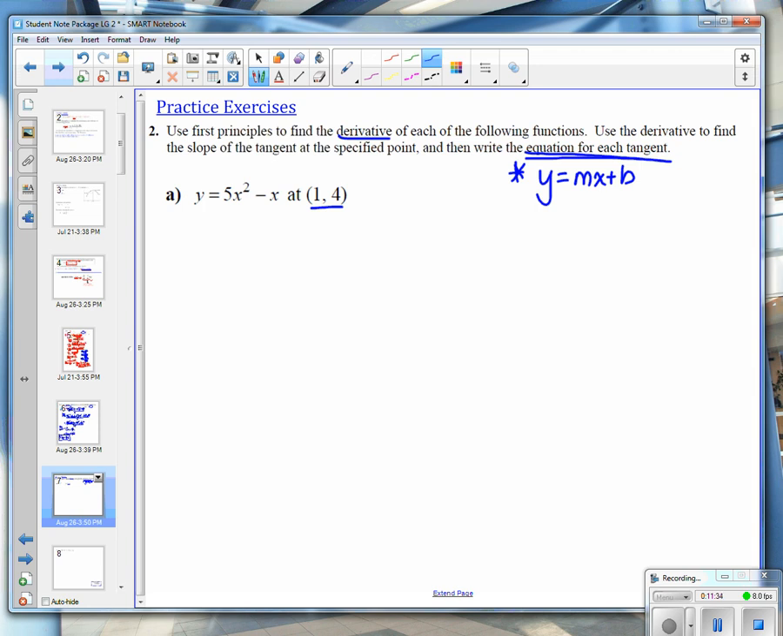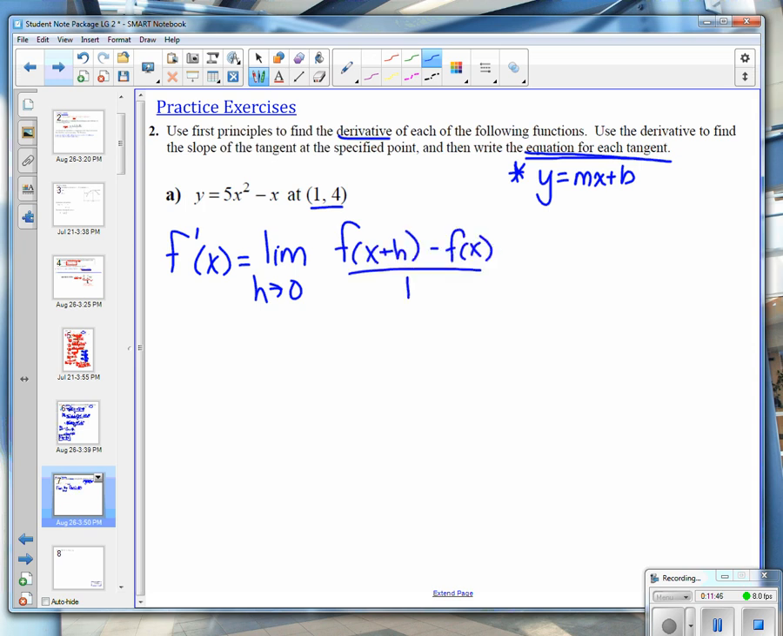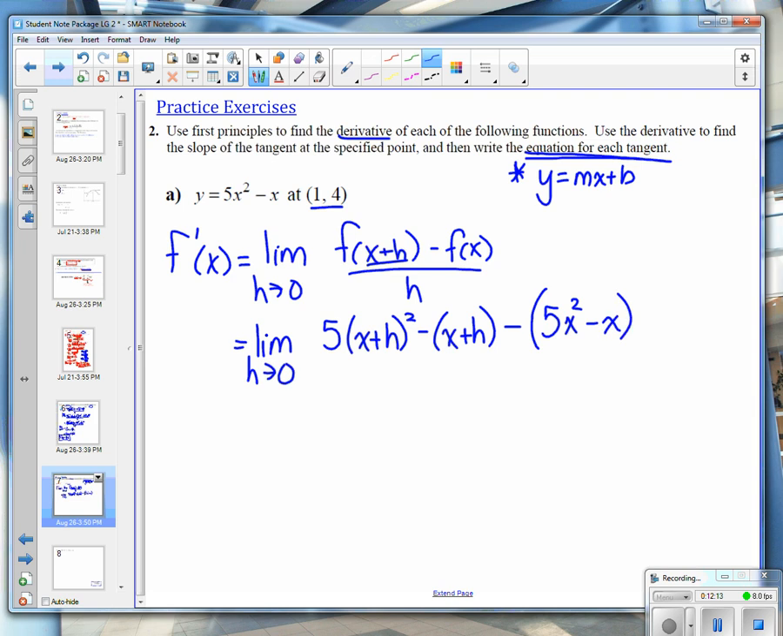Now remember our formula. So I've got my f prime of x is going to be equal to the limit as h is approaching 0 of f of x plus h minus f of x, all divided by h. And this one, don't forget, is on your formula sheet. So now let's figure that out. We've got our limit as h approaches 0. Okay, my function in terms of x plus h. So it's going to be 5 times x plus h squared minus x plus h, minus, and then just, again, don't forget your bracket, 5x squared minus x, all divided by h.